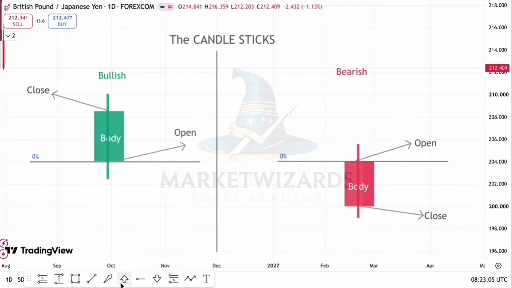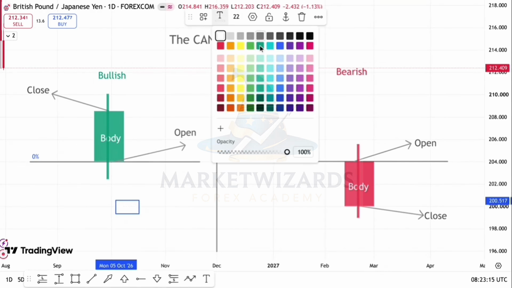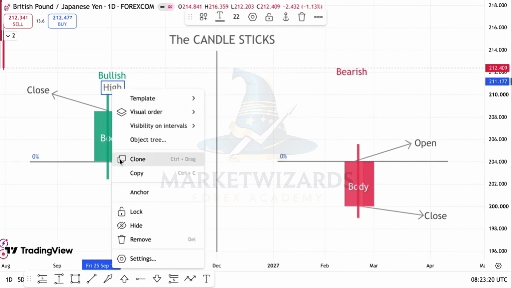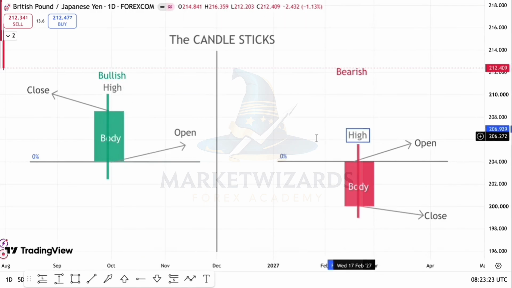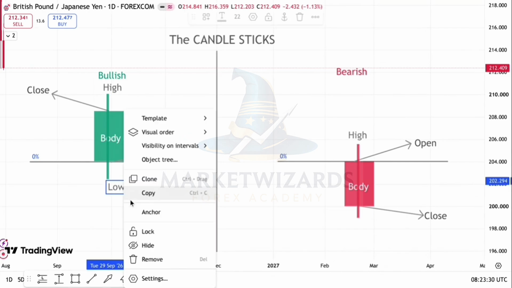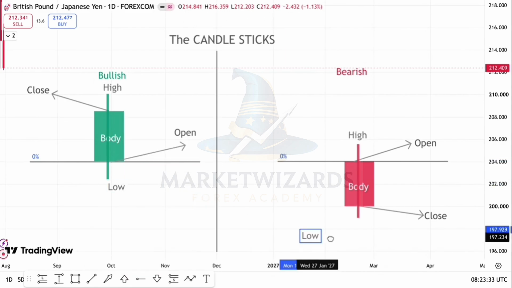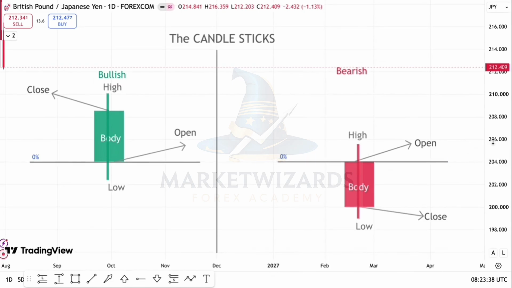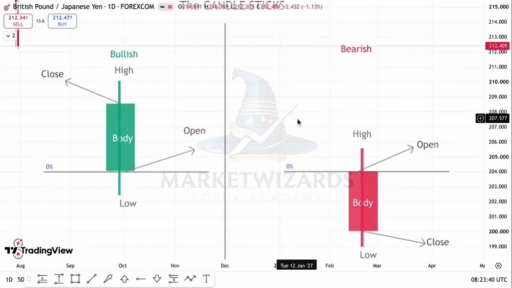High. We are going to call it high and low. This will be the high, and you shall have the low just right here down. So this is how we come up with such parts of a candlestick.